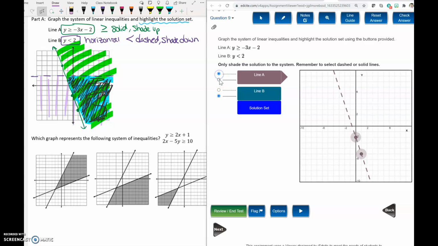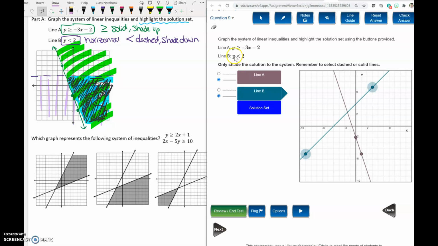So these little radio buttons, that's what these are called, radio buttons, tell us if we're doing dashed or solid. Now, this line in particular is responsible for 2 points. There's 1 point for the correct position of the line, and there's 1 point for making sure that it is a solid line. Don't bother with the shading yet.